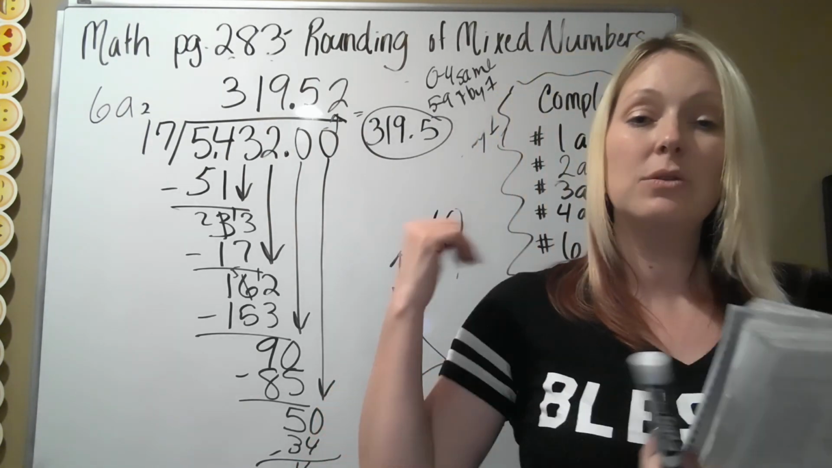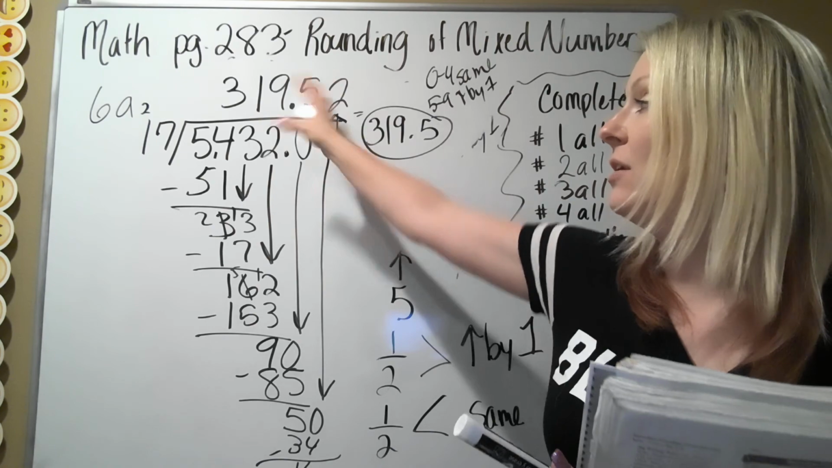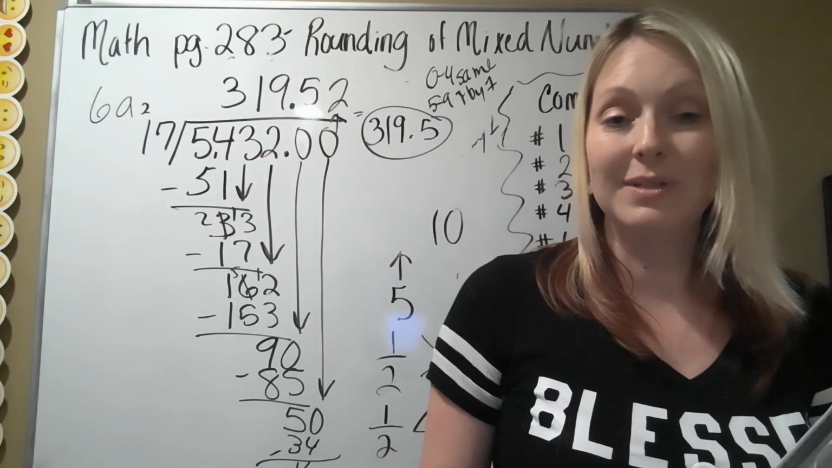And this was rounding the mixed numbers and then also getting a recap of rounding with decimals.